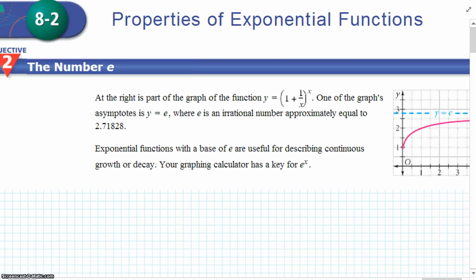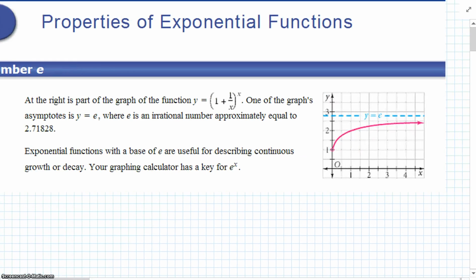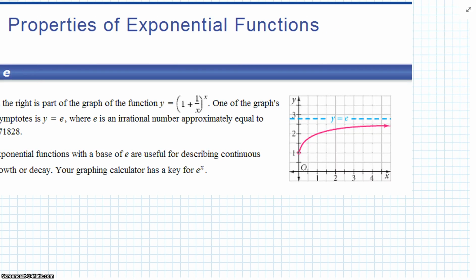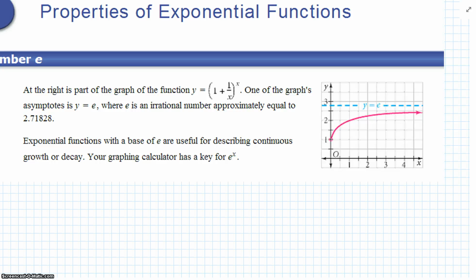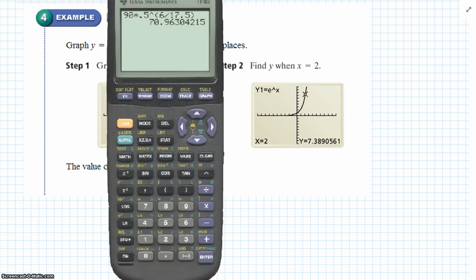Okay, the next part of this, properties of exponential functions. At the right, there's part of a graph of a function where y equals 1 plus 1 over x, to the x power. Well, that graph's asymptote is y equals e, where e is an irrational number approximately equal to 2.71828. In a later lesson, we'll explain why this is very useful for growth and decay and how we can use it. So let's get our handy dandy calculator out and find the e button. Find the natural log button and use your e button a second from that.